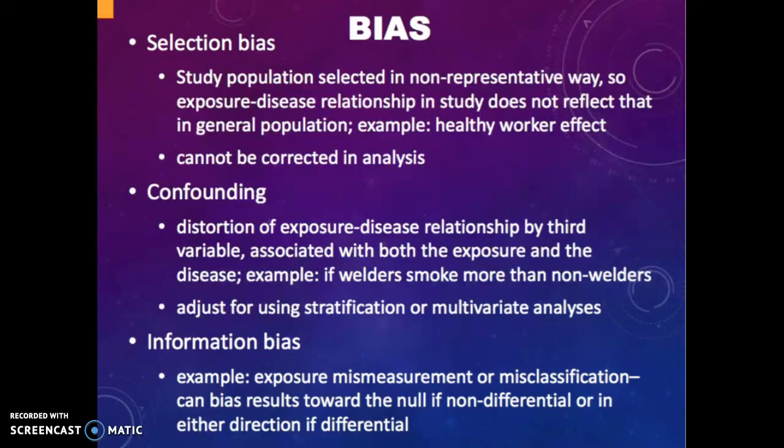Selection bias is when the relationship between exposure and disease is not the same in the study population as it is in the general population. In other words, the study population is not representative of the general population. A low response rate can result in selection bias because those who participate in the study may be different than those who do not. For example, maybe they are more motivated to participate because they have more severe disease. The healthy worker effect represents another type of selection bias, since workers are typically healthier than the general population.